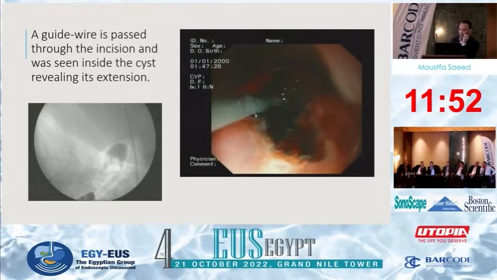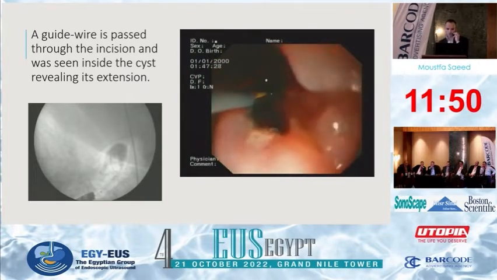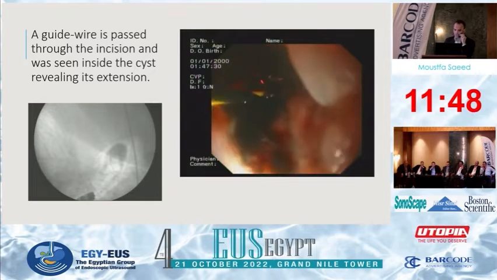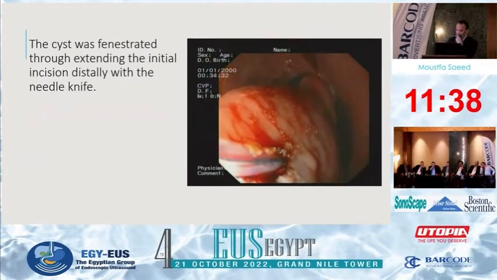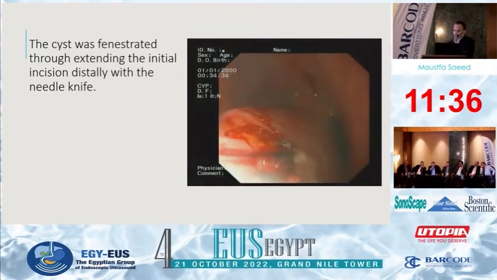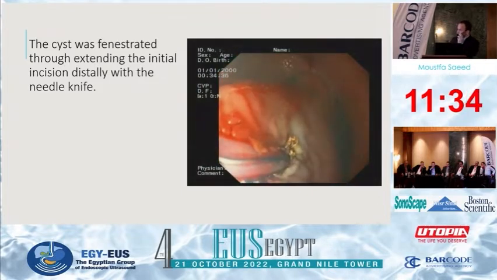Then a guide wire was passed through the incision into the cyst, revealing the extension, as seen in this image. After passing the guide wire into the cyst and turning it around itself, the cyst was fenestrated by extending the initial incision with the needle knife distally for a distance of about 5 centimeters.